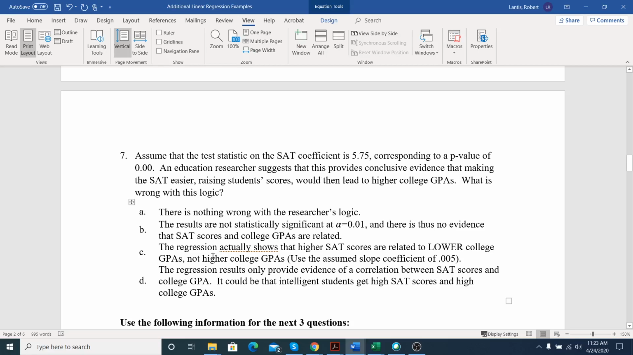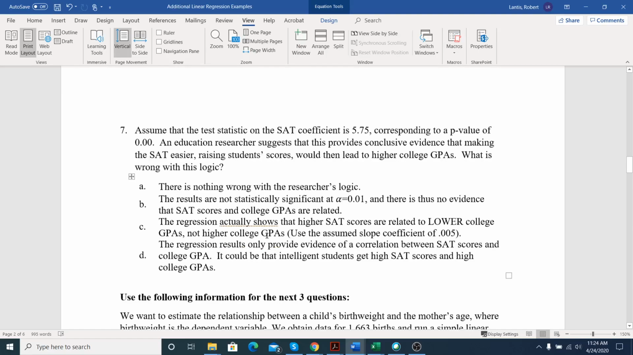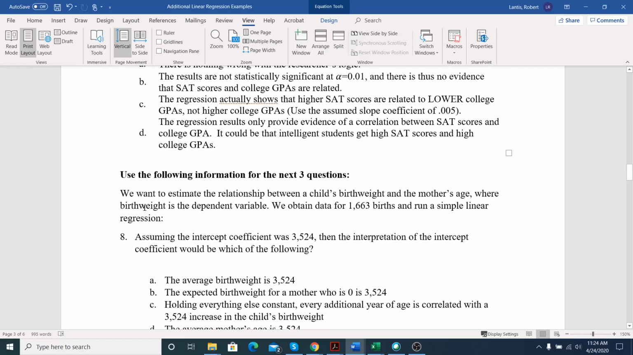So we have to remember that the regression only shows evidence of a correlation between SAT scores and GPA. It could be that intelligent students are getting high SAT scores and GPAs because they're intelligent, right? So it's not simply that scoring higher points on the SAT will get you a higher GPA. It's that those two things are going to be correlated. So it's just evidence of a correlation, not a causal relationship.